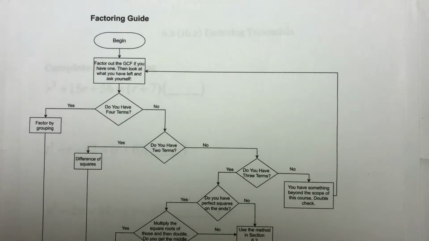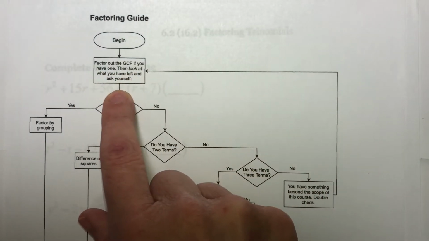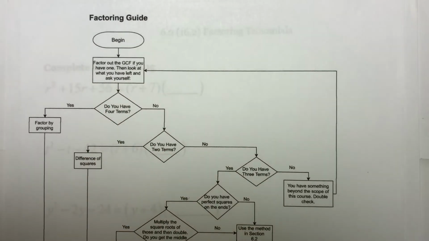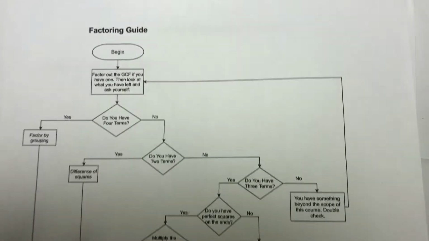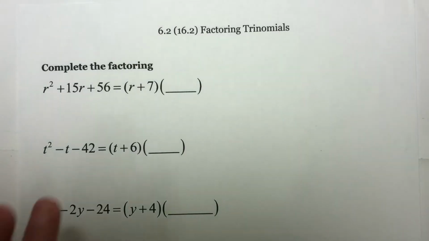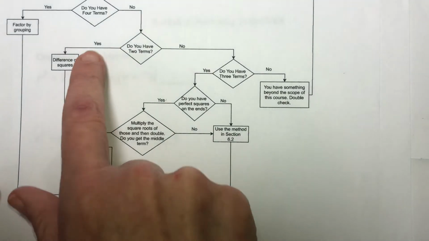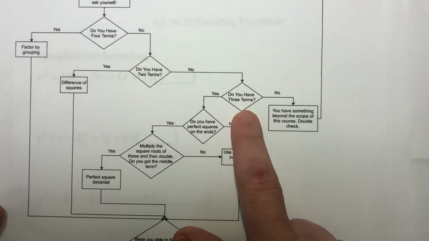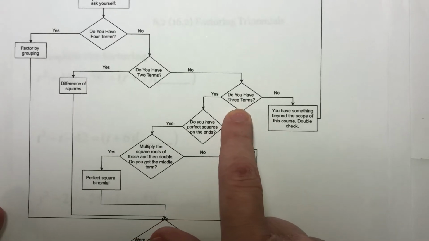Okay. Our first step in any factoring is to factor out the GCF if you have one. Then look at what you have left and ask yourself if it's going to factor further. Our directions are always to factor completely. So what we're heading towards today: here we're asked if we have 4 terms, here we have 2 terms, do you have 3 terms? This is the direction we're going right here. We're going to learn how to deal with these.